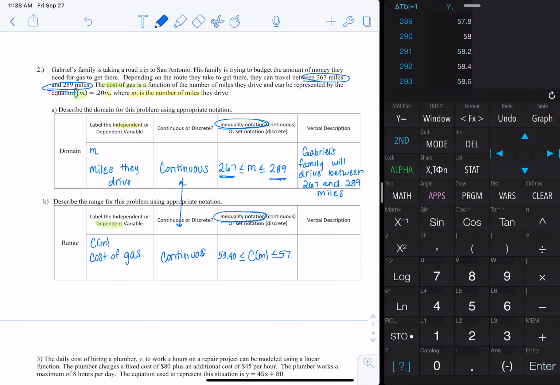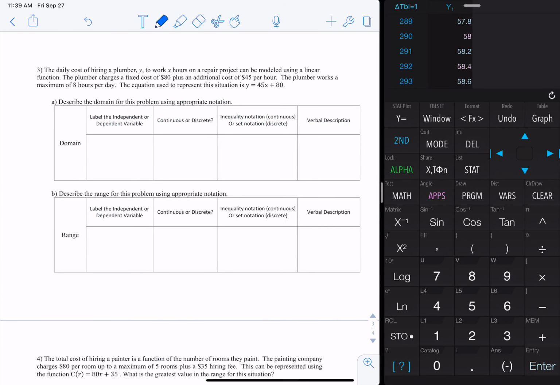So $57.80. So our verbal description is the gas for Gabriel's trip will cost between $53.40 and $57.80.